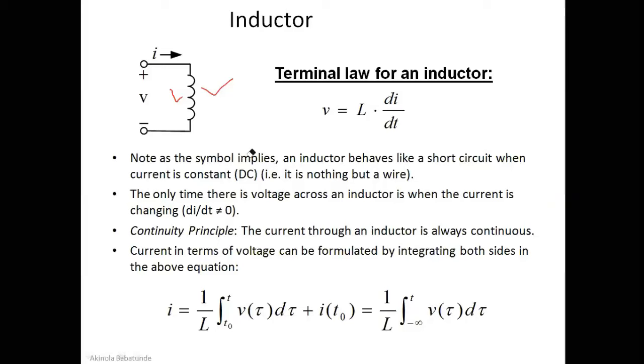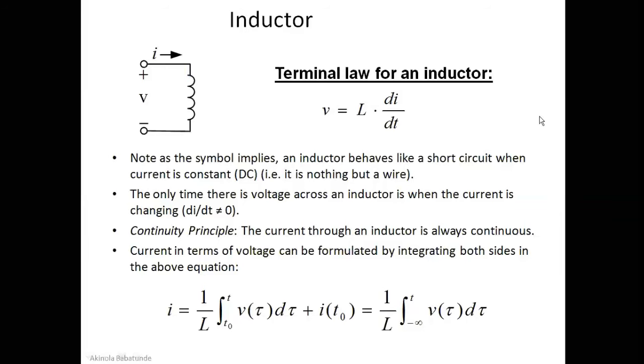Otherwise, if you say current is just a constant like 2 or 3 or 4 or 5, just pick any constant, this is just going to behave like a short circuit. So the only time there is a voltage across the inductor is when current is changing. So di/dt cannot be equal to 0. Pay attention to all of these important details. They will help us a lot in further calculations or further understanding.